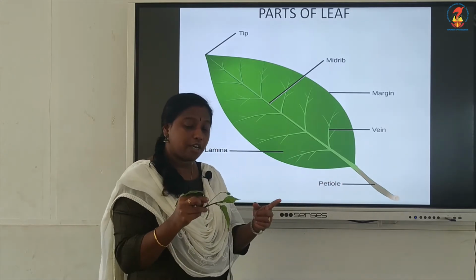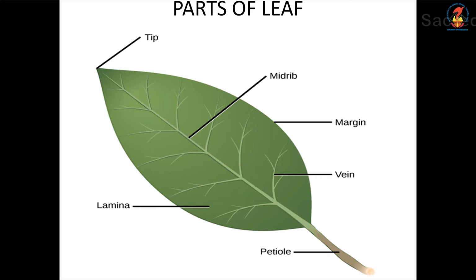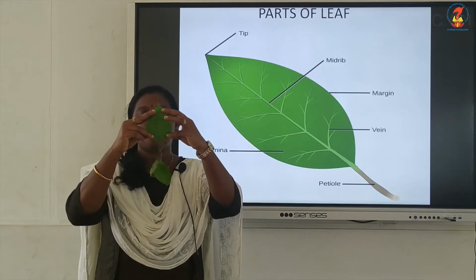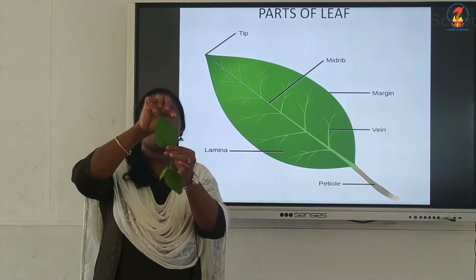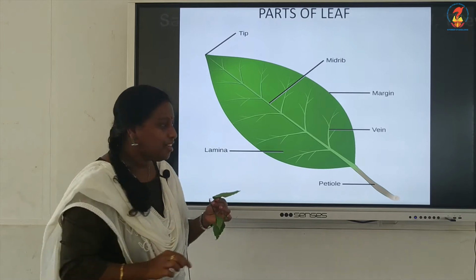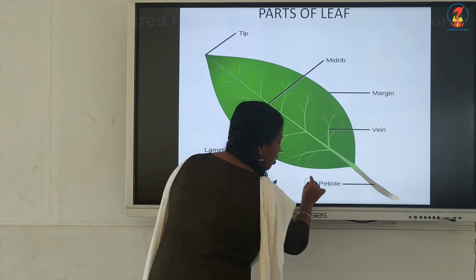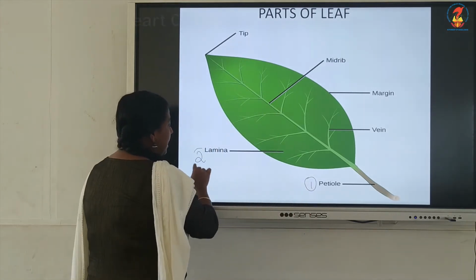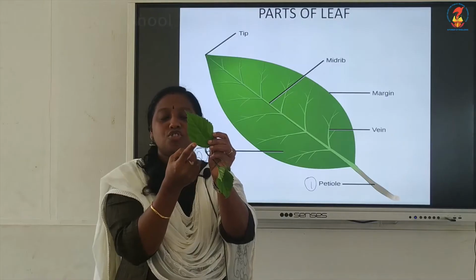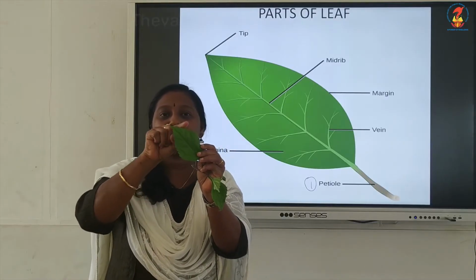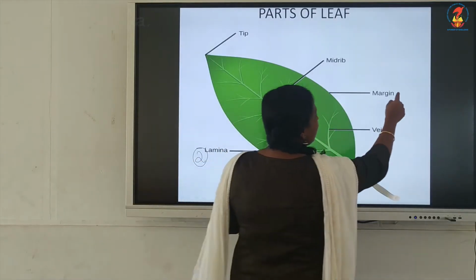Now, what is the next part of a leaf? It is the lamina, the broad green colored portion of this leaf, this portion. You call this whole portion the lamina. So, first part is the petiole, second part is the lamina. Now, the third part is the margin of this leaf, the side portion of this leaf. See, this is the margin.